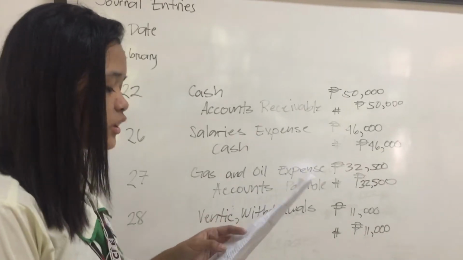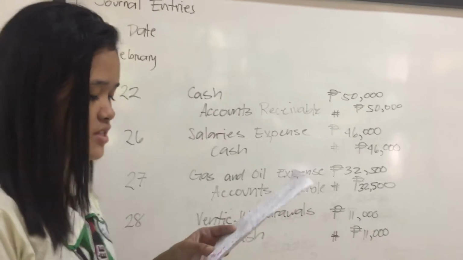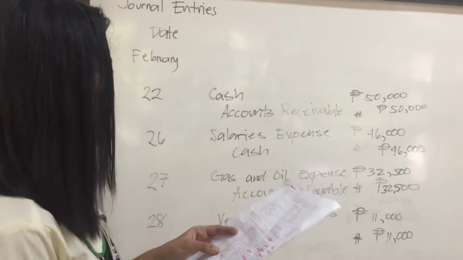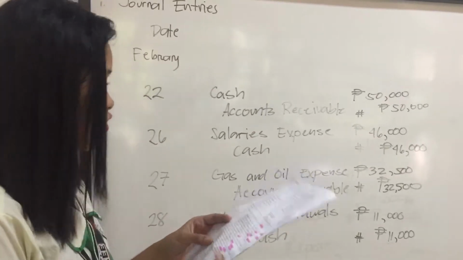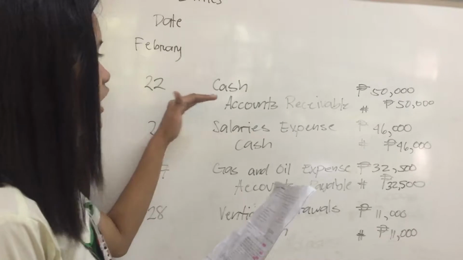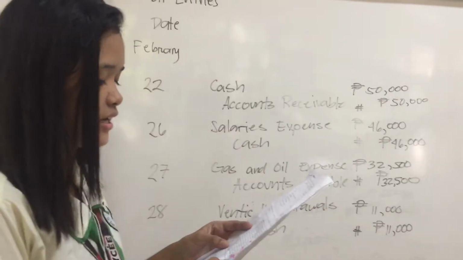On February 22, received cash for 1 month services from customers previously billed of 50,000 pesos. So, received cash. So, your debit is cash since you received cash, your cash increased by 50,000 pesos.